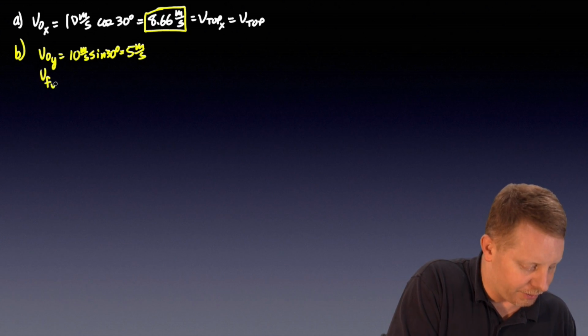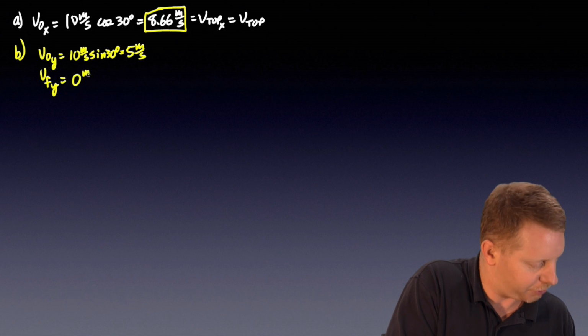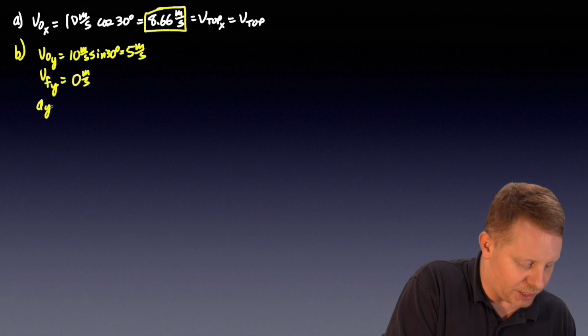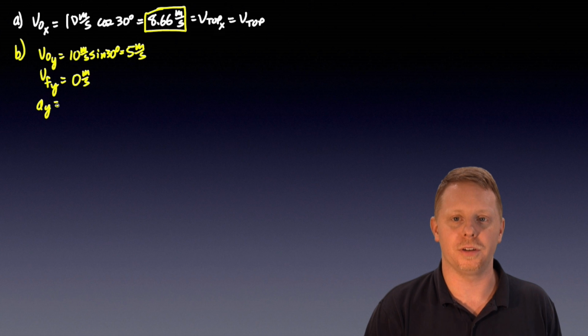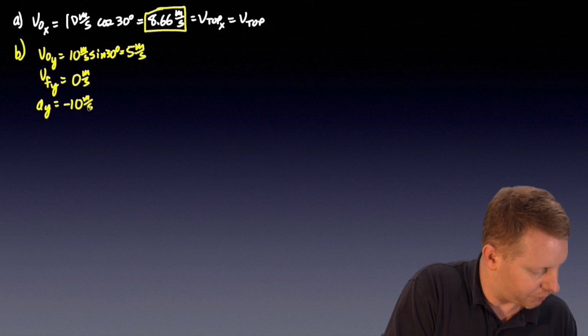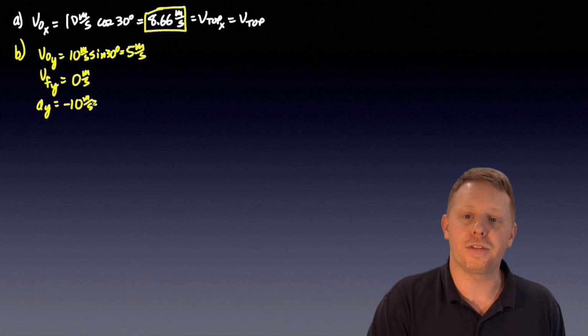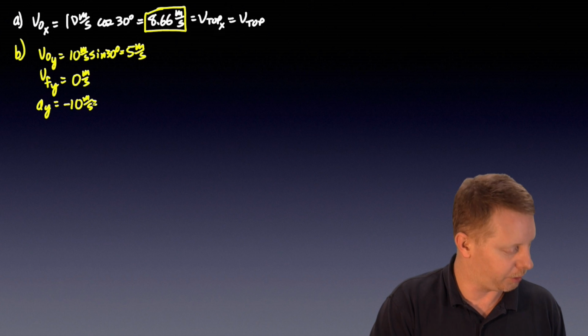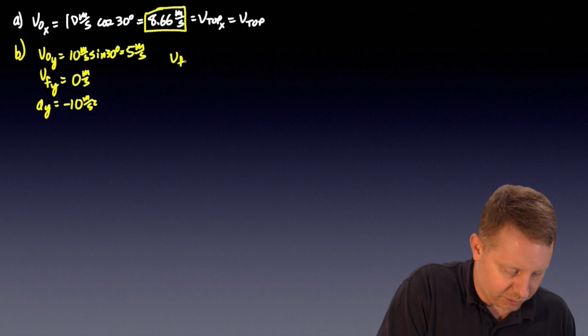So I'll start by writing what we know kinematics-wise in the y direction. The initial y velocity is 10 meters per second times the sine of 30 degrees, or 5 meters per second. The final in the y direction is going to be 0 meters per second, and the acceleration in the y direction, the acceleration due to gravity, we'll call 10 meters per second squared down, or in this case, minus 10 meters per second squared.